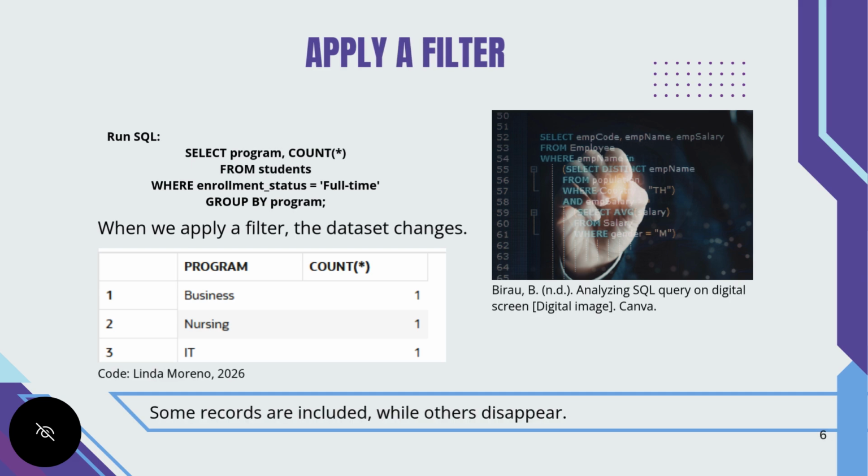Now we begin by applying a filter. In this case, we only include students who are enrolled full-time. Some records are included, while others are excluded from this result. Even though the original data has not changed, the subset we are analyzing is now different.